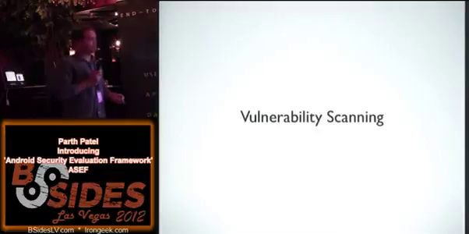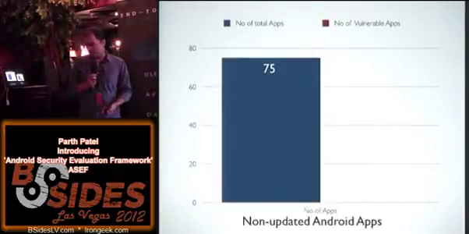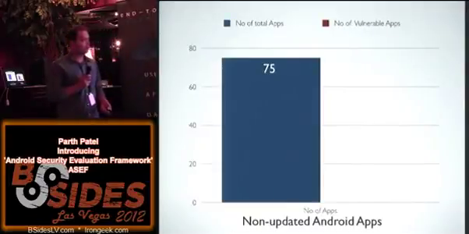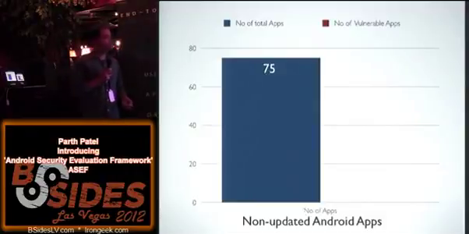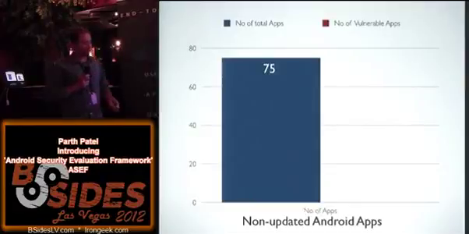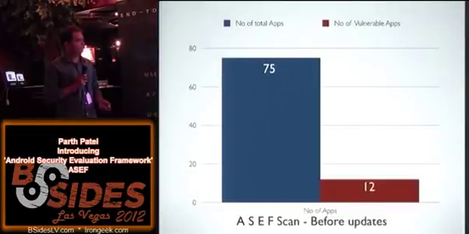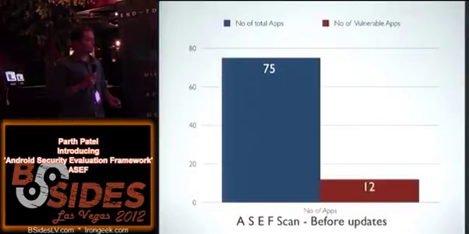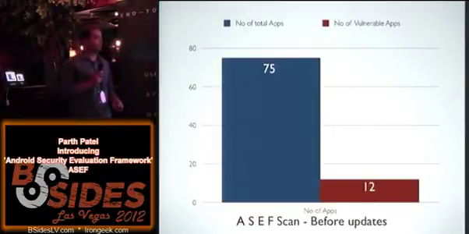Again, vulnerability scanning. As I mentioned, I had like 75 applications installed on my device, and I was interested in finding out how many vulnerabilities there are in my applications. So I just took my phone and ran a scan with ASEF, and I was a little bit surprised that I found like 12 applications which were vulnerable at severity 10, and that was quite surprising.